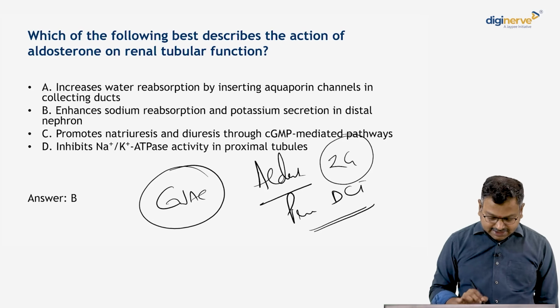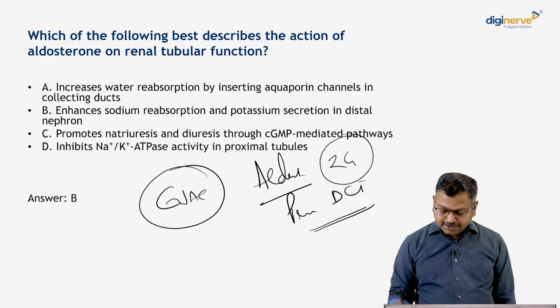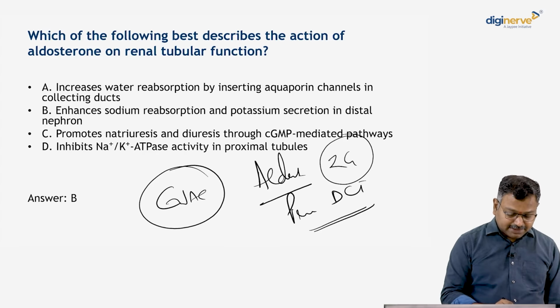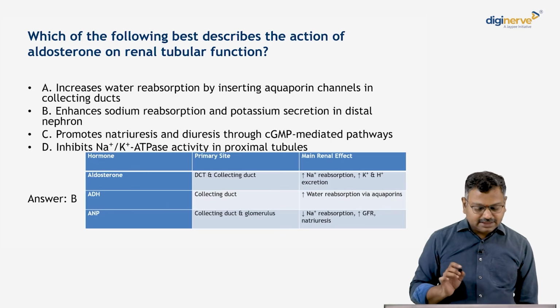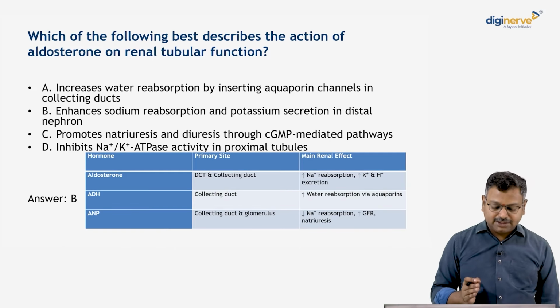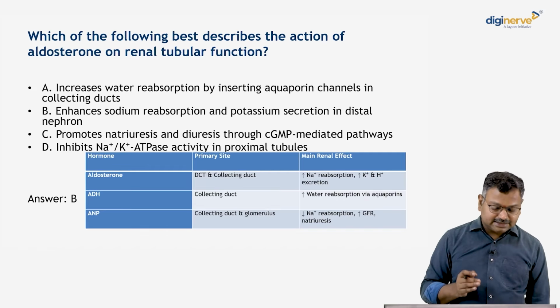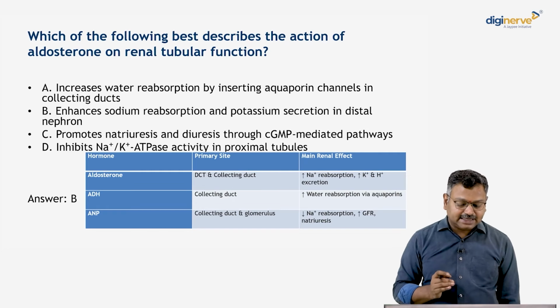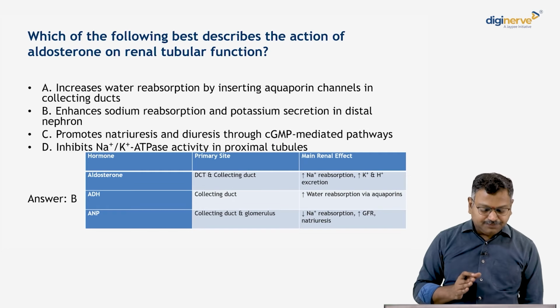So the answer correct here is B, that is where it is primarily acting. That's what you have to remember. So if you look at aldosterone, it's primarily acting by DCT collecting tubule, ADH collecting duct, ANP is acting at the collecting duct and the glomerulosa.